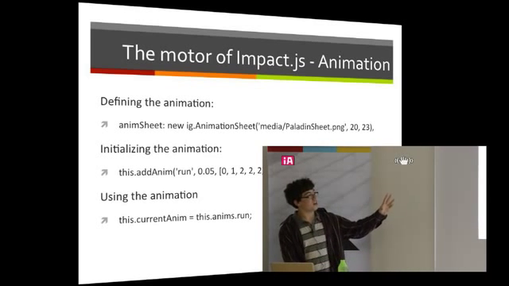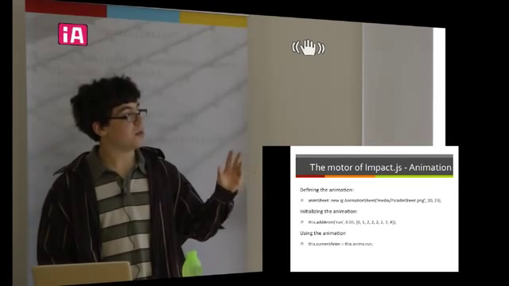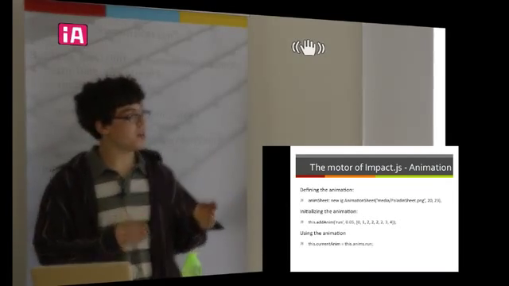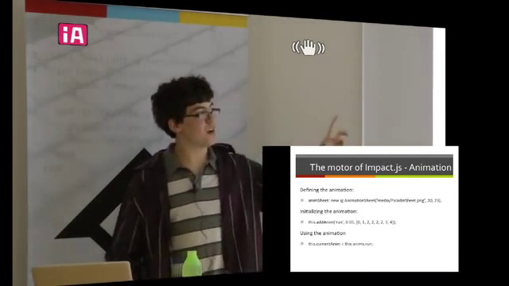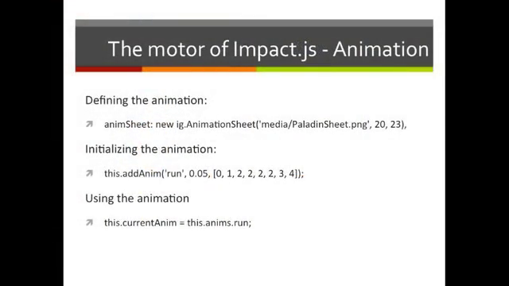Then you give the delay between each frame, and then you give the frames in order starting at 0. So for example, in this animation, for the run animation, I show frame 0, 1, 2, 2, 2, 3, and 4. And if you want to have a frame show for a longer time than the delay, then you obviously just have the frame displayed multiple times.